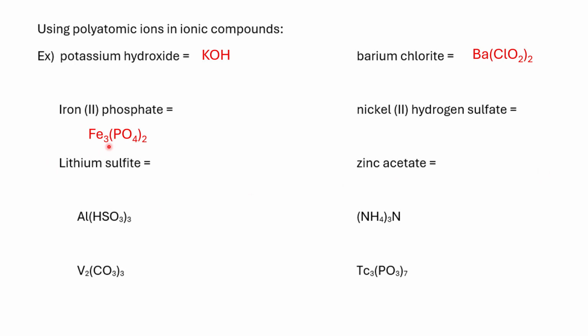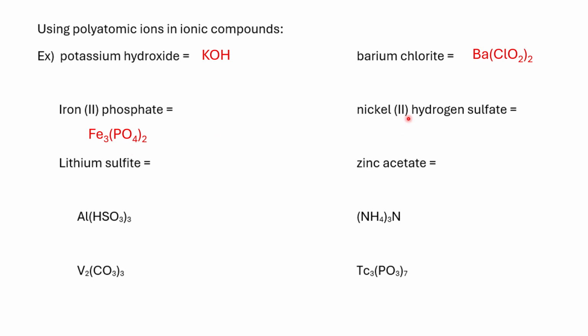We have 3 irons because each of them is +2, so we need a total of +6. Phosphate is -3, so we needed 2 of them to get to -6. Remember, we're just using the least common multiple, just like we've been doing for a little while, okay? So in this case, we're trying to get to +6 and -6.